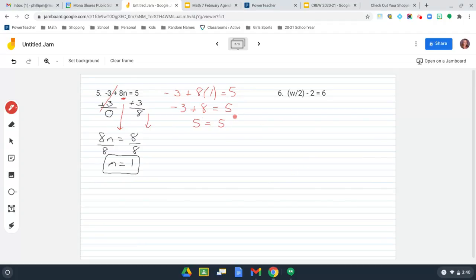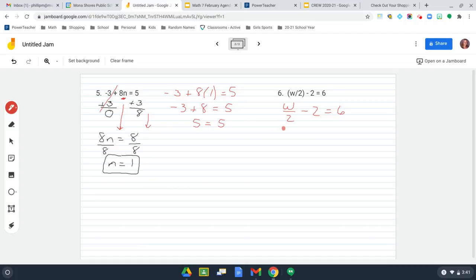Okay, number 6. This one looks kind of unique. And so what I tried to do is just put parentheses and isolate what you're seeing. You're seeing a fraction right now. So actually, let me rewrite this. So really, this is what it would look like: W over 2 minus 2 equals 6. So yes, you have a fraction there, and that's okay, right? We can still work with this.